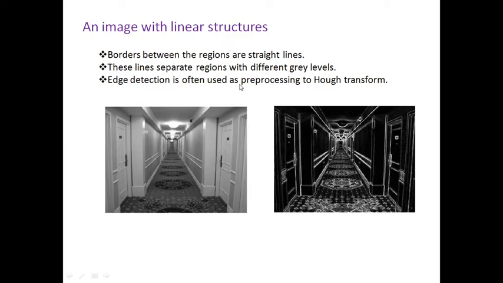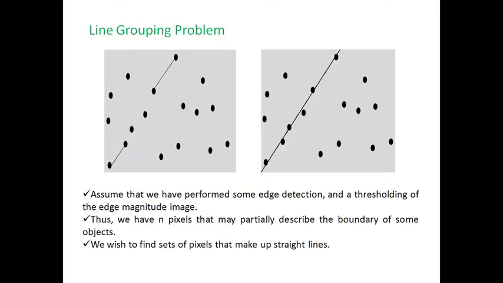Now edge detection is often used as a pre-processing step for Hough transformation. That means we cannot directly give this as an input to the Hough transformation operator. The input image is passed to some edge detector operator, and the resultant of it has to be given to the Hough transformation. So what role is the Hough transformation actually playing in recognizing or detecting objects in the image? We'll discuss the line grouping problem.